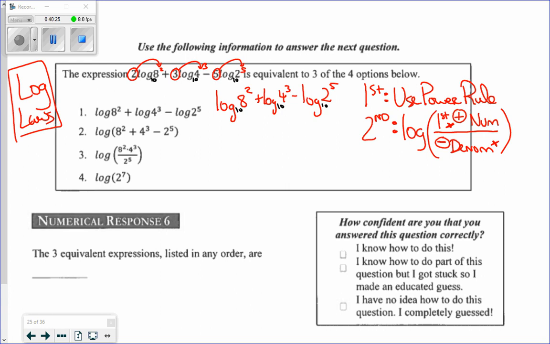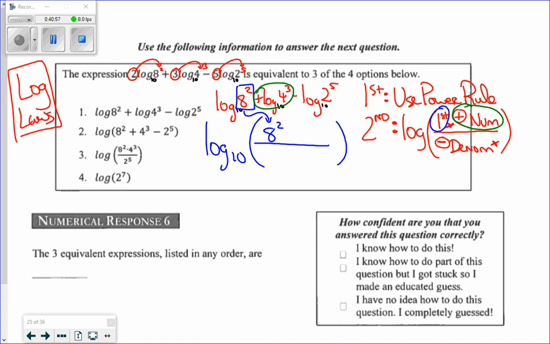So, log base 10. So this is the first thing that I have, is 8 squared. So the first thing that you have goes in the numerator. That's what I mean by that. If there is a plus sign in front, it goes into the numerator. So you're going to write 4 cubed, and you're going to multiply. That's what that means.